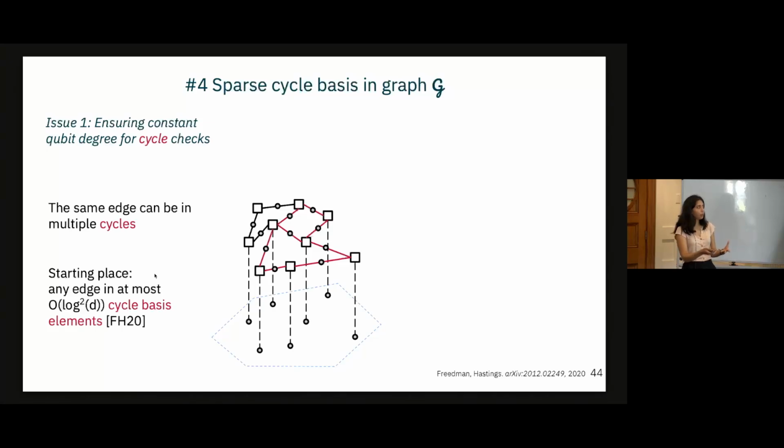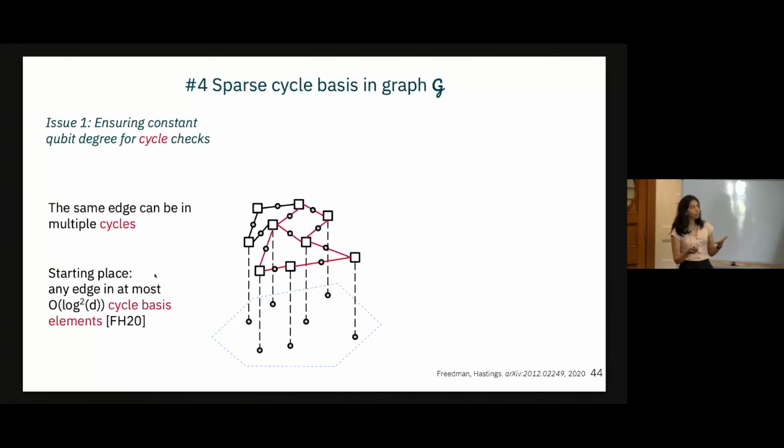You have cycles in your code, and you want to choose a generating set of cycles that's already not too bad to begin with. And that's something we imported from a result by Freedman and Hastings, where they have an algorithm to construct a cycle basis where every edge is involved in at most log squared d cycles. So this is our starting point. It's not a constant number of cycles, and we want to bring this down to a constant.